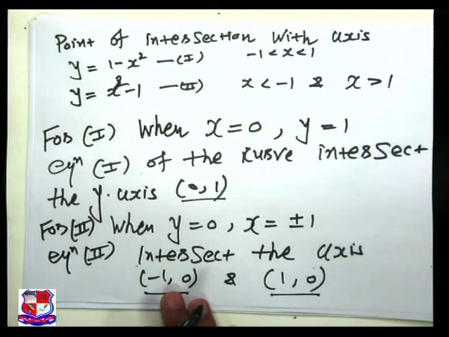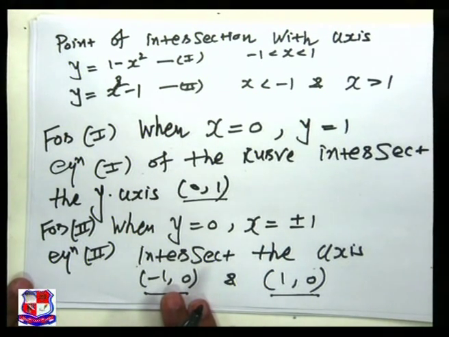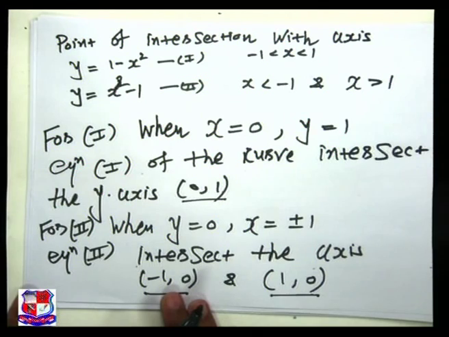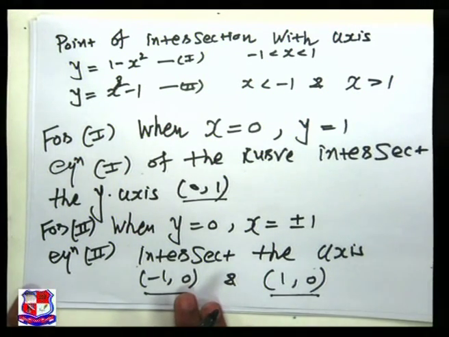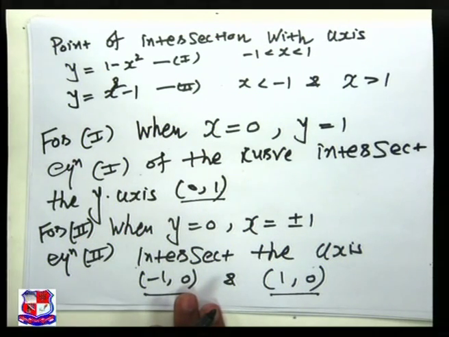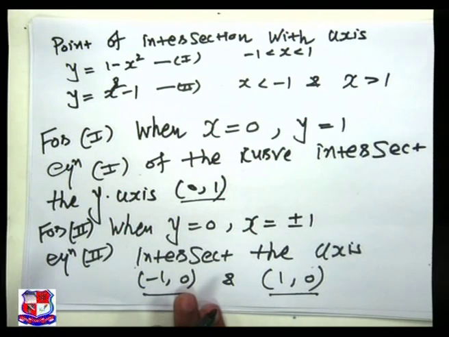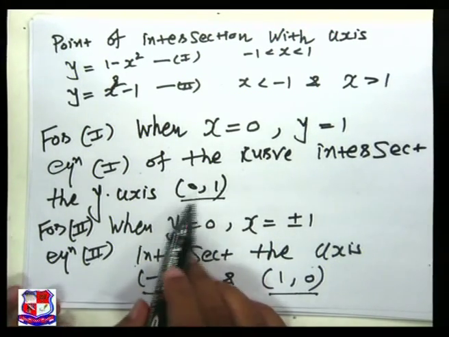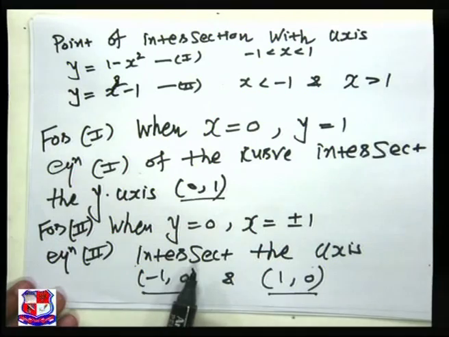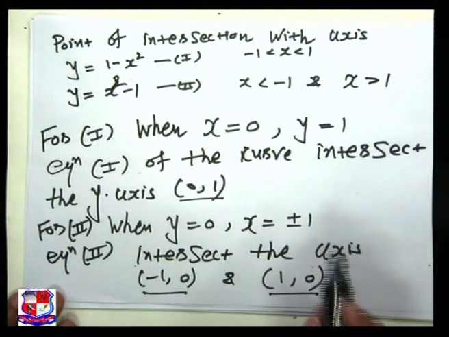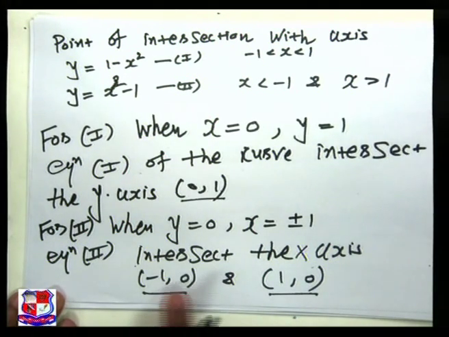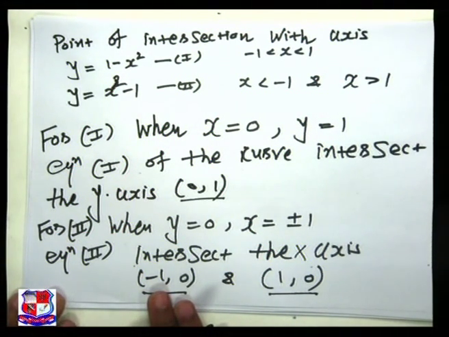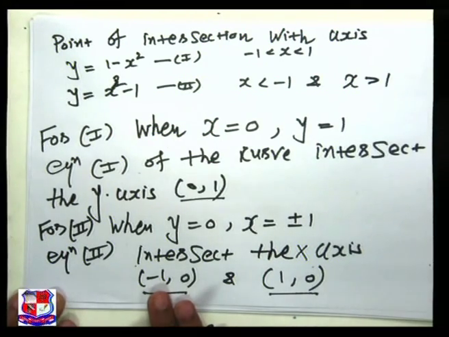Clear? Now next we want to check in which interval the graph of this function is increasing and in which interval it is decreasing. So up to this we have already seen that the graph of this function is symmetrical about the y-axis, does not pass through the origin, and intersects the y-axis at 0 1 and the x-axis at the points -1 0 and 1 0. Now we want to check in which interval the graph is increasing and in which it is decreasing.